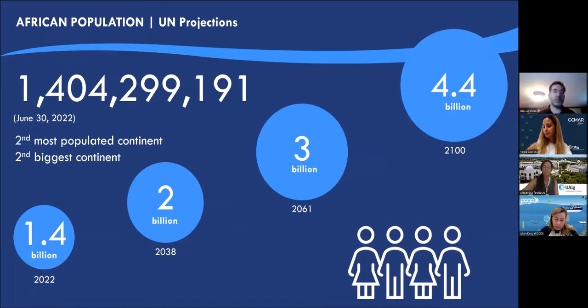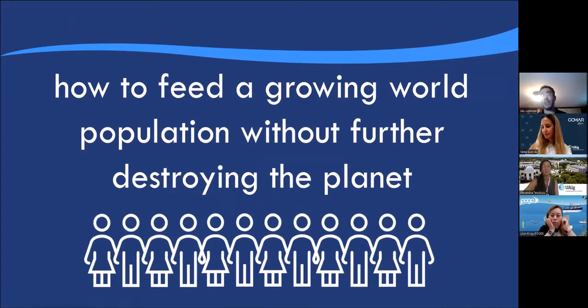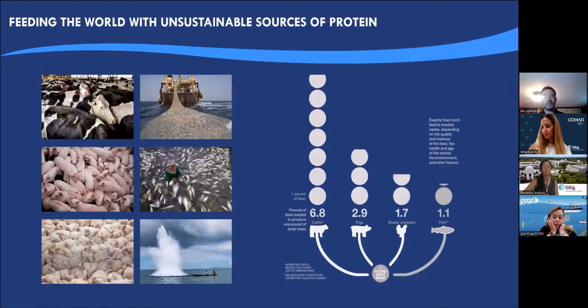The same happens in Africa. The population in Africa is growing. 1.5 billion people, 1.4 billion people as of today. It's the second most populated continent, the second biggest one. And like I mentioned, how can we feed such a growing population without further destroying our planet? Well, nowadays we know that we are using unsustainable sources of protein, either from terrestrial animals or aquatic. Many of the production of these animals is, I was going to say inhumane, but it doesn't take into account the animals' well-being, and even in the ocean, it's highly destructive. Either fisheries or even some aquaculture facilities.